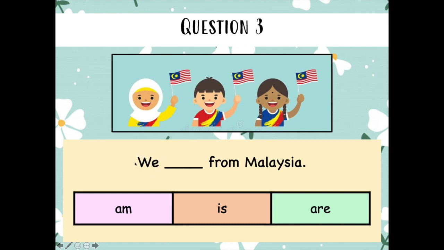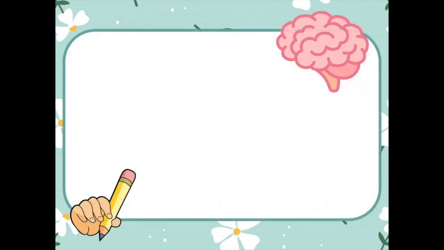So if it is plural noun, means the verb to be must be also plural. So am is singular, is singular, and the last one is are. Okay, are is the only plural verb to be. So we are from Malaysia. So question 1, 2, 3 is for activity 1. Let's go to our last activity, which is activity 2.